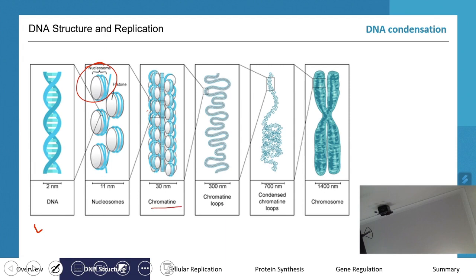Then chromatin will start to condense, so they'll start getting longer into these chromatin loops and squish together essentially, so they become more compact. And once chromatin becomes compact, it turns into a chromosome. Chromosomes have a couple of notable features. First is this center right here that connects the two chromosomes together. This is called a centromere.